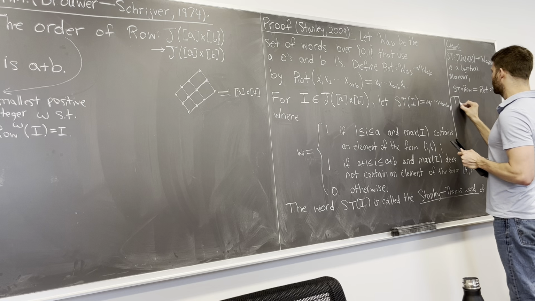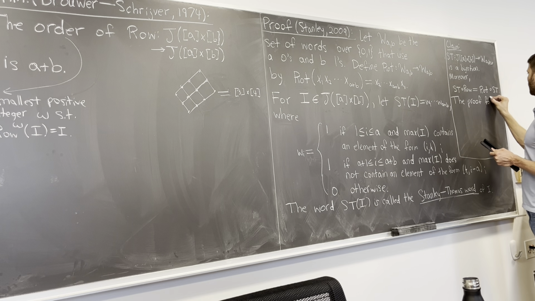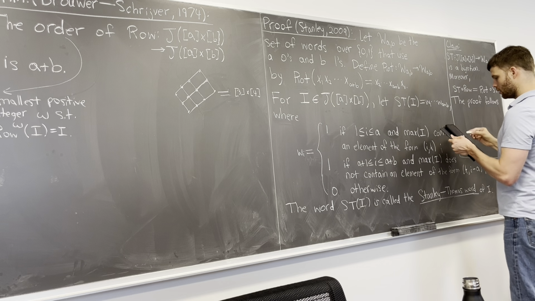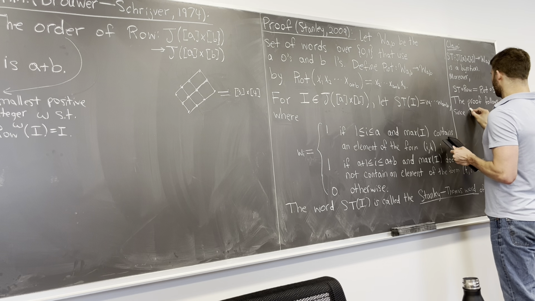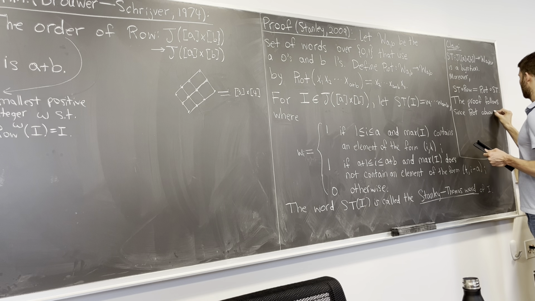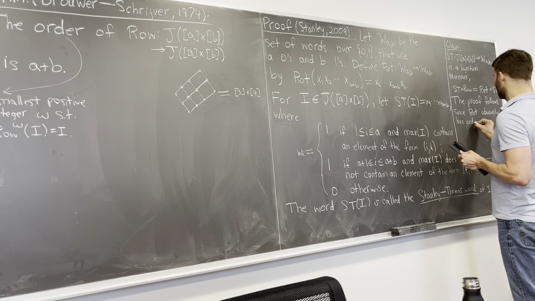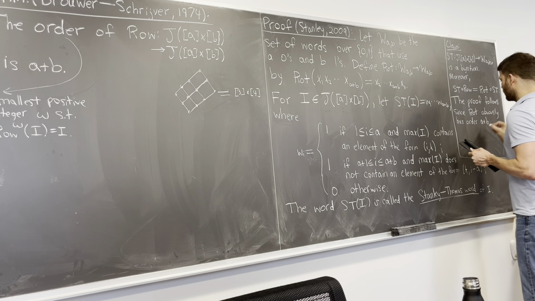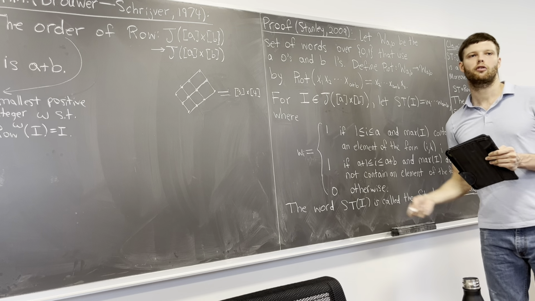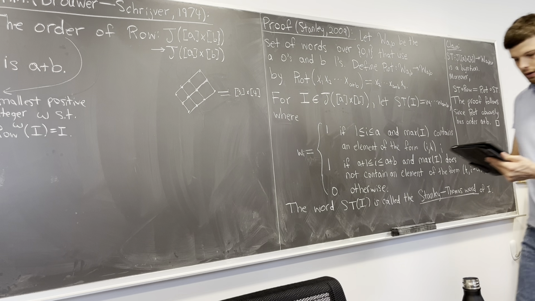So then the proof follows since the rotation operator obviously has order A plus B. And so obviously if you take a word of length A plus B and you rotate it A plus B times, you just get back to where you started. Okay? So I'll try to justify this claim with an example.